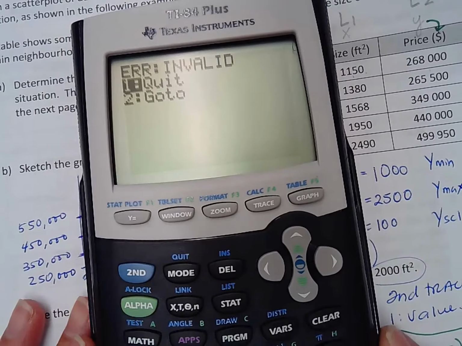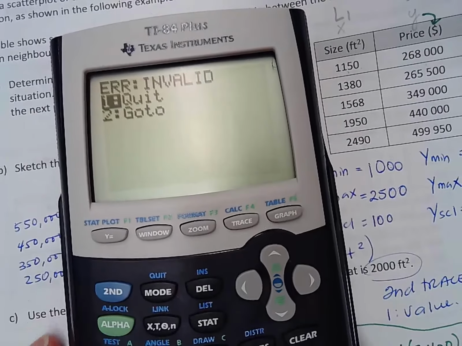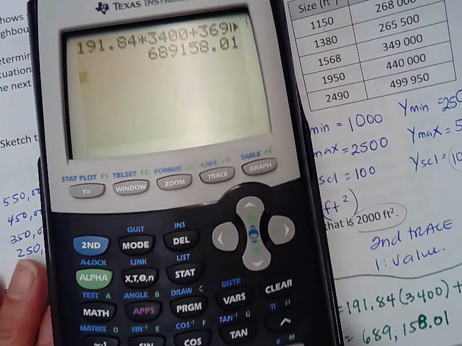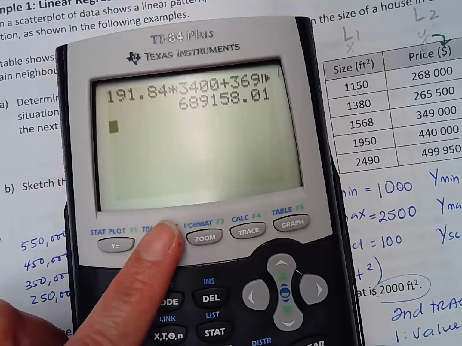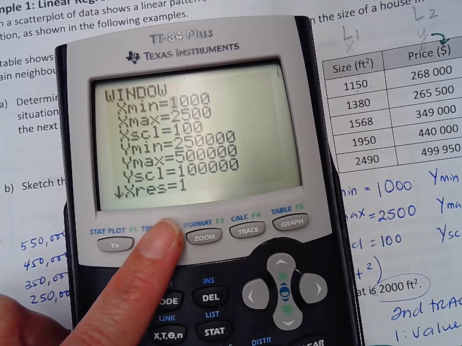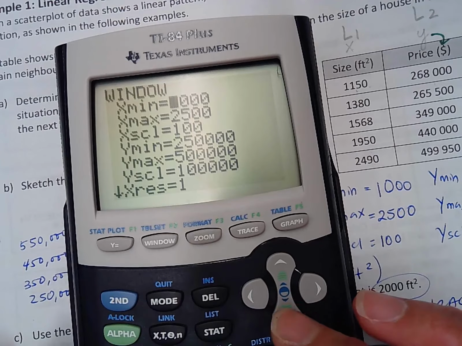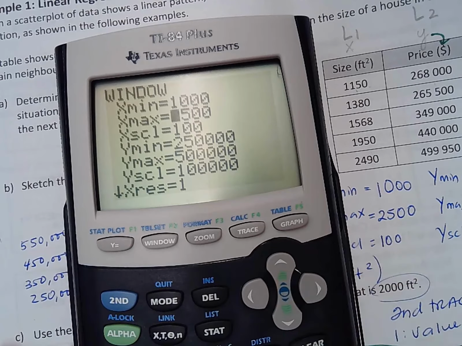Well, let's fix that then. So how do you fix that? Go back to window. So let's just say quit, 1. And then we're going to change our window. We need to go 3,400 for X, right? So yeah, we can go 3,400. Press window.